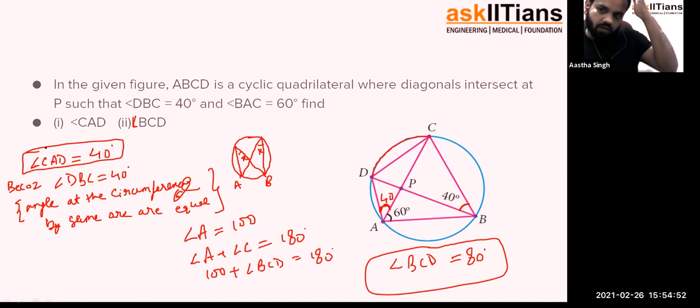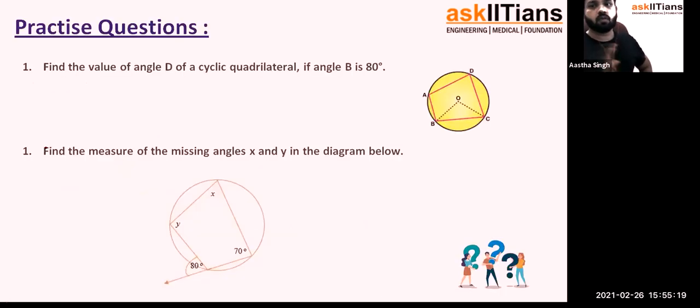Guys, I think you all have got the point, right? Angle CAD will be equal to 40 degrees. Why? Because angles at the circumference by the same arc are equal. Your angle BCD will be equal to 80 degrees. Why? Because of the property of a cyclic quadrilateral, right? I think the point is very much clear to you guys. Okay, let us do some more questions.